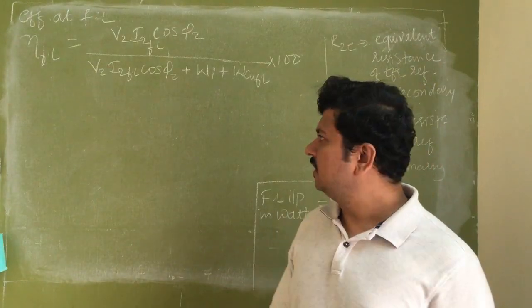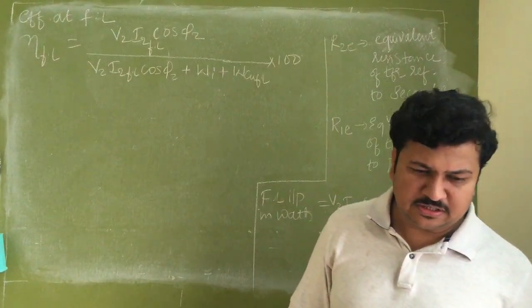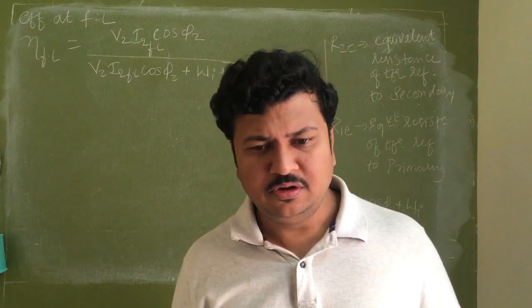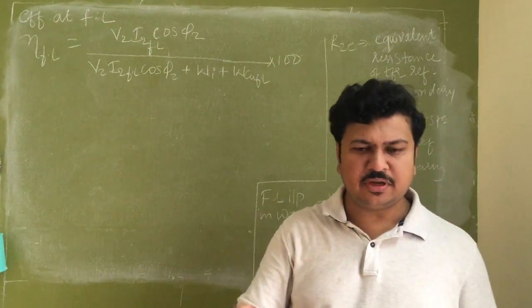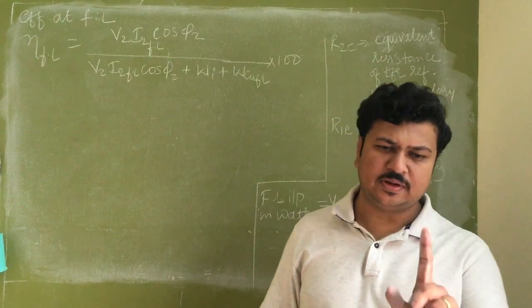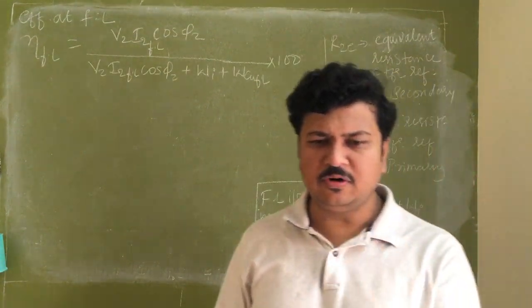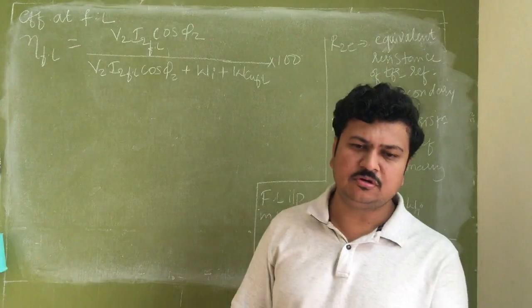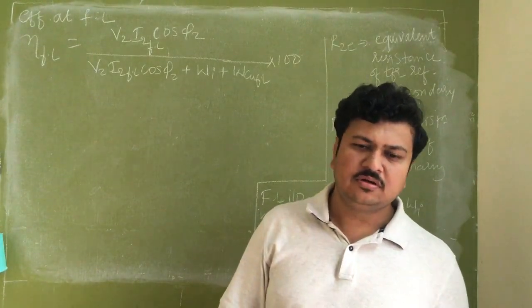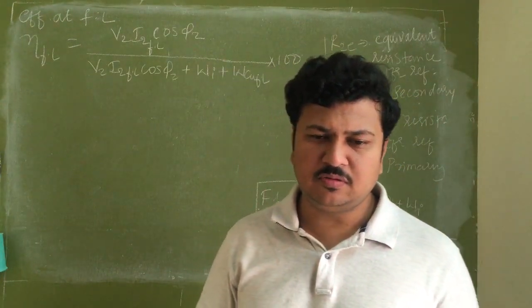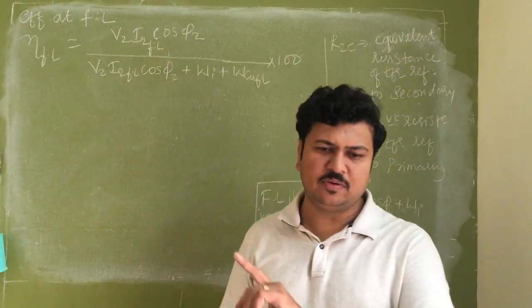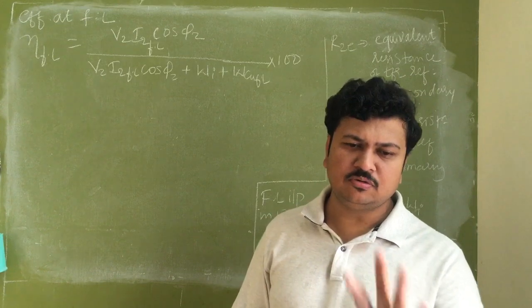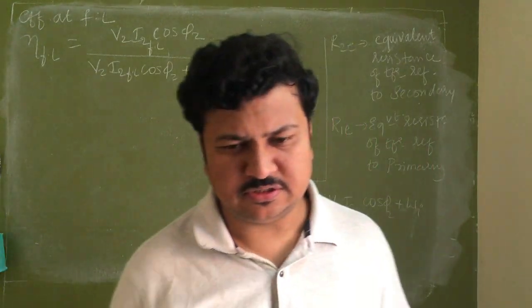What is load factor? Load factor is the ratio of existing load to the full load. Now if the existing load becomes equal to full load, the load factor is 1. So the value of load factor will vary from 0 to 1. It won't be less than 0. It won't be more than 1. If the load factor is more than 1, it indicates the machine is overloaded.